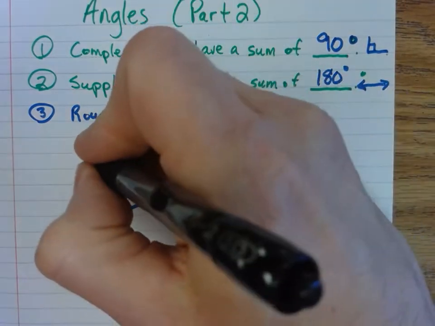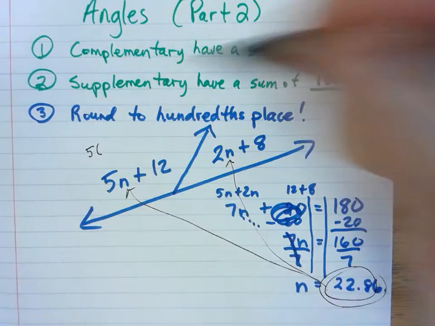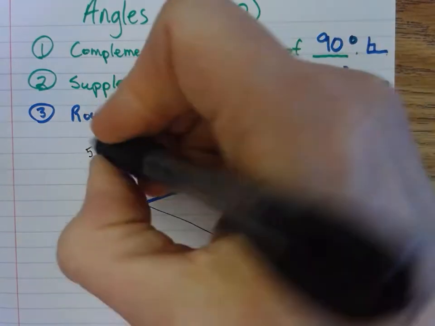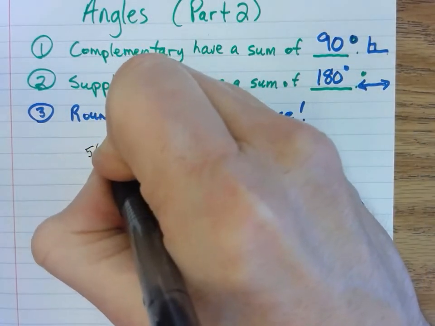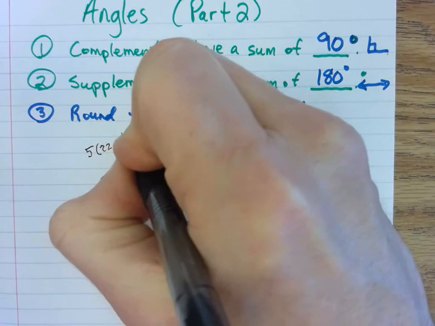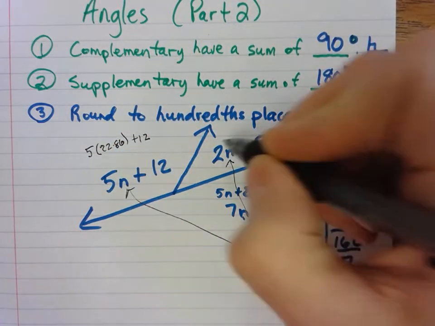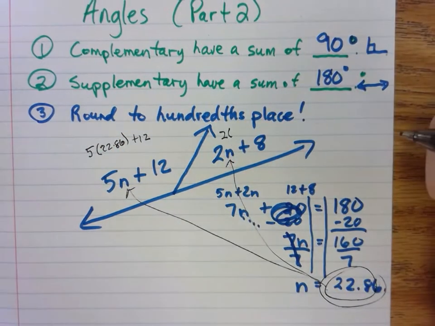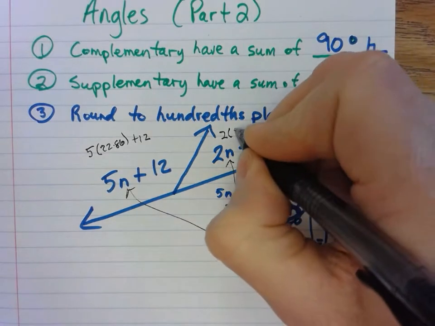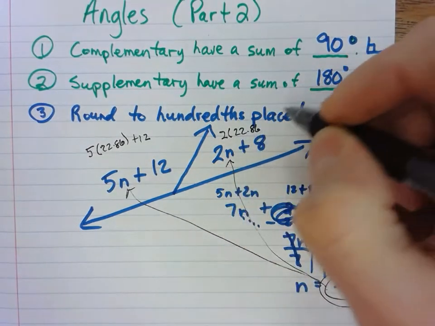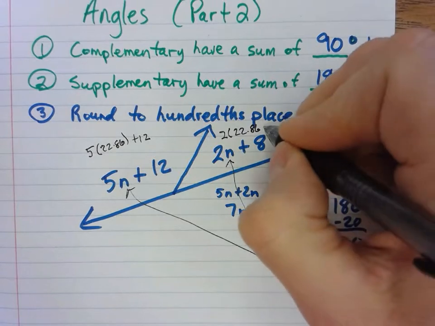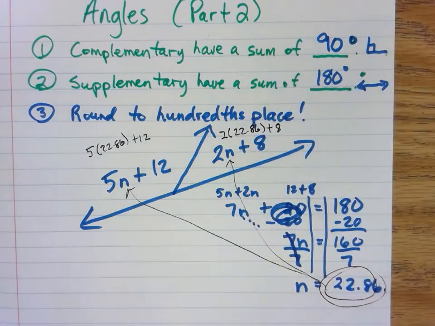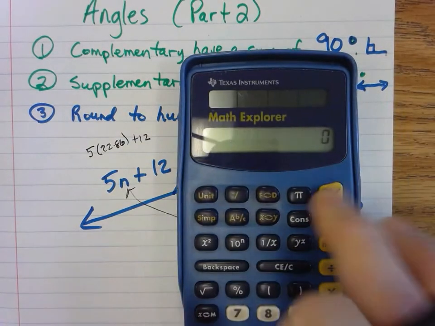All right, so I got to do 5 times 22.86 plus 12. And over here, I got to do 2 times 22.86 plus 8. All right, so again, have your little calculator out. We're going to do it together.